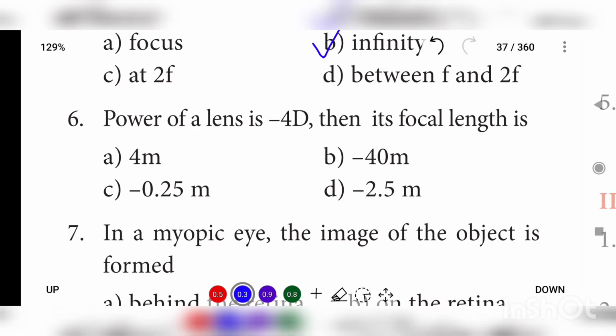Sixth one, power of a lens is -4 diopter. Then its focal length is. Answer, the focal length is -0.25 meter. Option C. Here we use the formula power is equal to 100 by F. So we will get -0.25 meter.